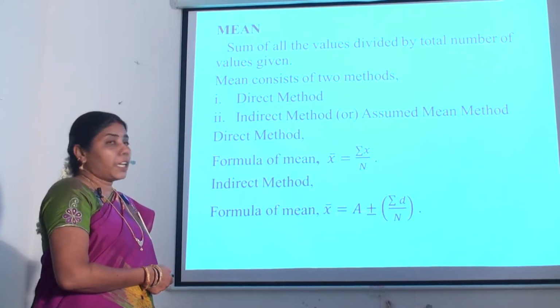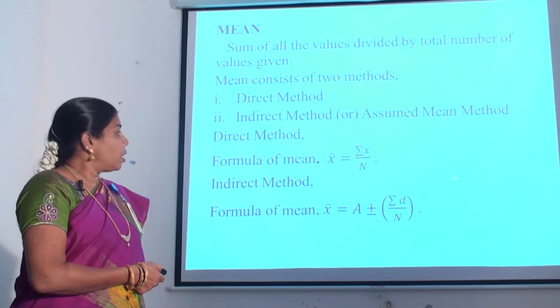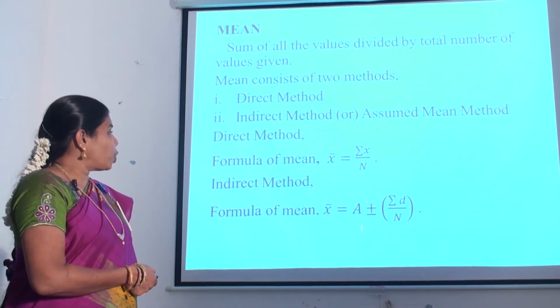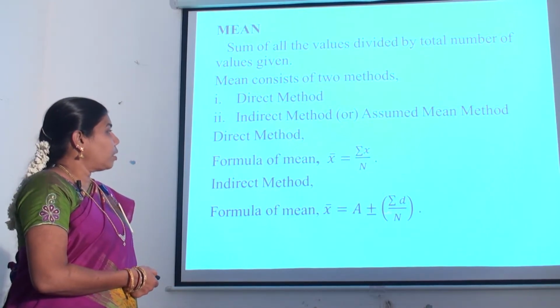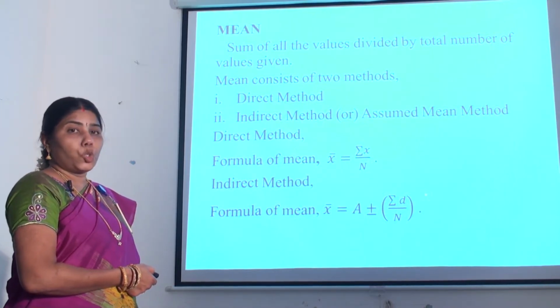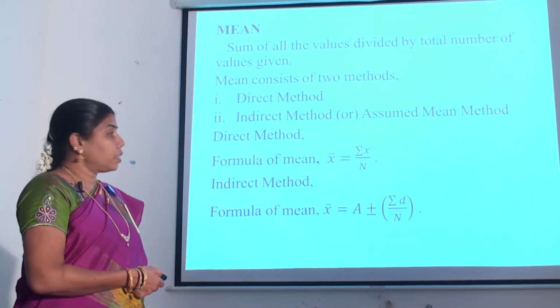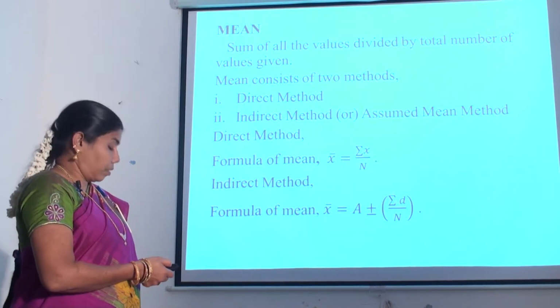The second method is indirect method or assumed mean method. Formula of mean is x bar is equal to a plus or minus sigma d by n. The symbolic representation of mean is x bar, assumed mean is a, sum of is sigma, deviation from assumed mean is d, number of observations is n, sum of d is sigma d.